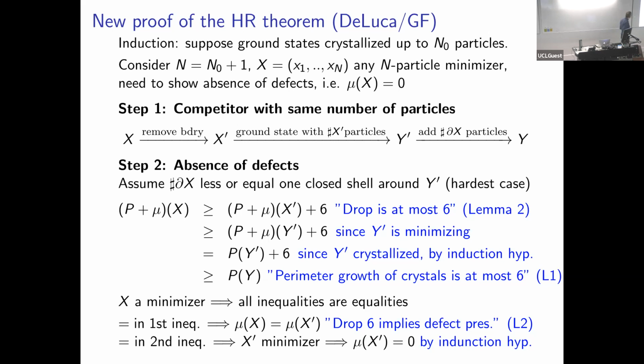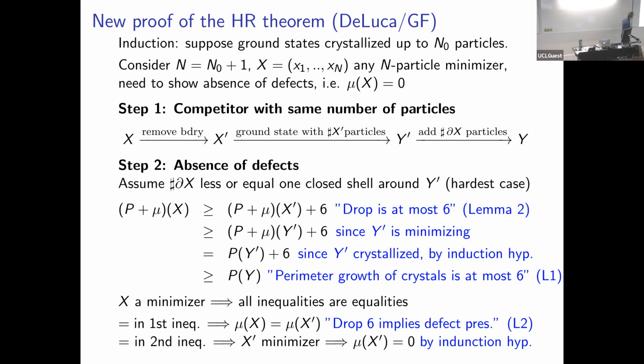We consider perimeter and defect measure together. That's the Eulerian-Burgers vector philosophy: you need to know what the boundary is and keep track of how many defects are inside. So this is clearly bigger or equal to perimeter plus defect measure of the guy with boundary removed, plus 6. The drop of the perimeter is at most 6. That was my lemma.